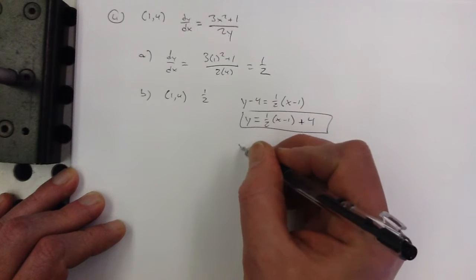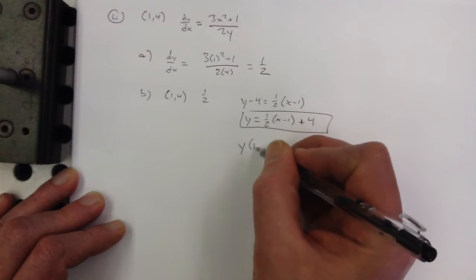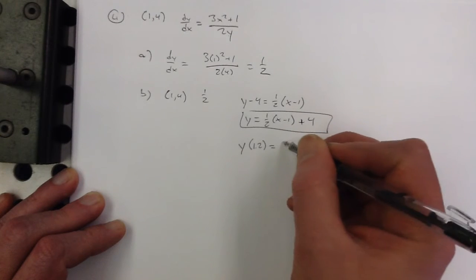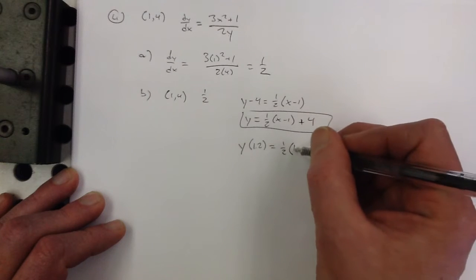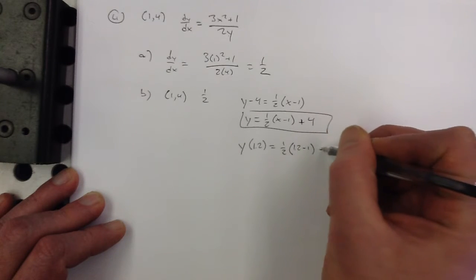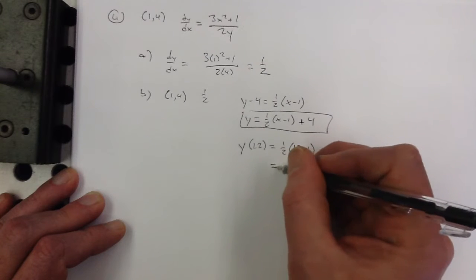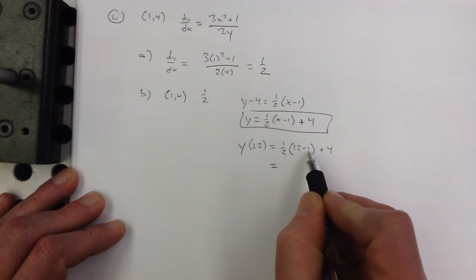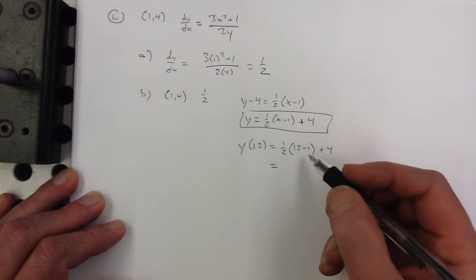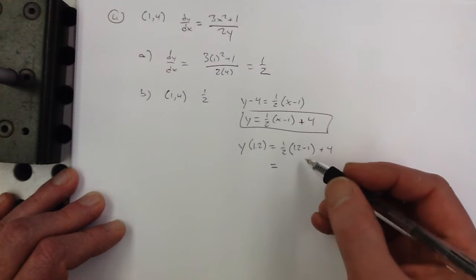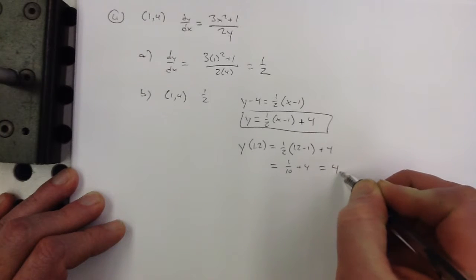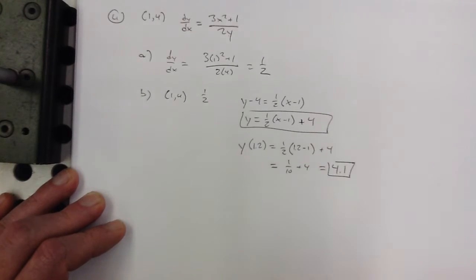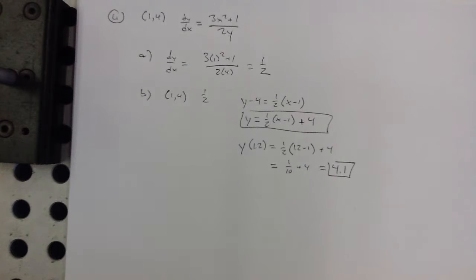And then they want us to use that to approximate f at 1.2. So that would be 1/2 times 1.2 minus 1, plus 4. That's equal to, this would be 0.2, which is the same as 1/5. So that would be 1/10 plus 4, or 4 and 1/10, or 4.1. All right, so there's our approximation.